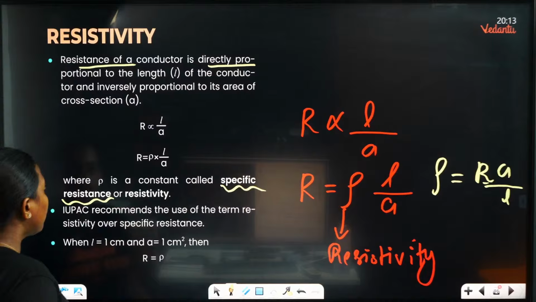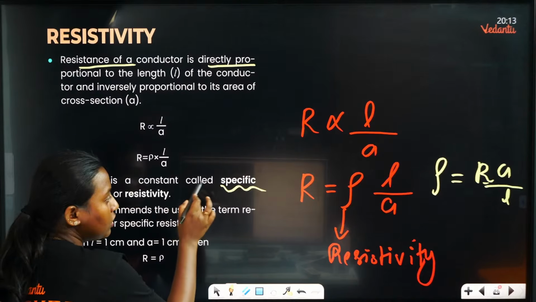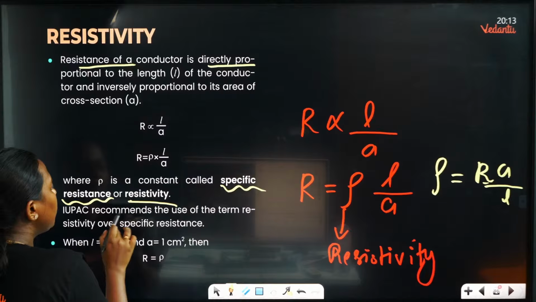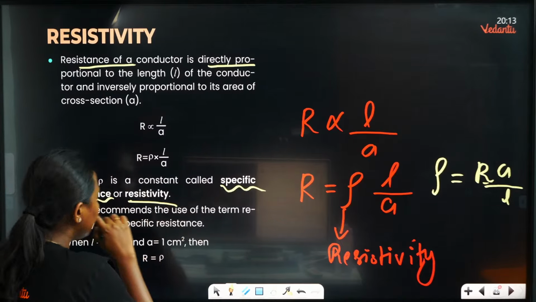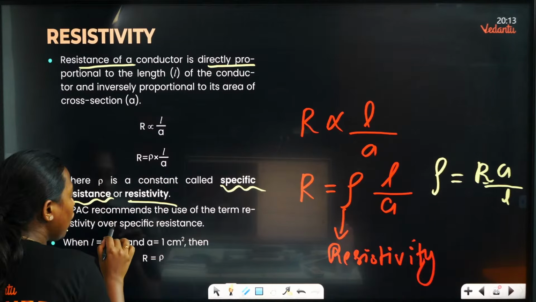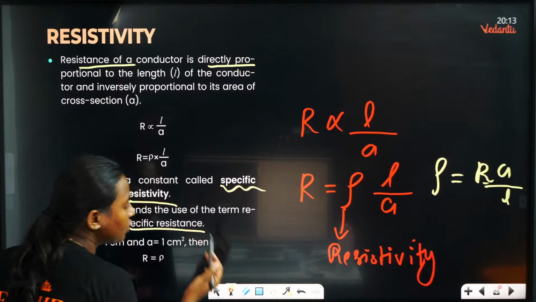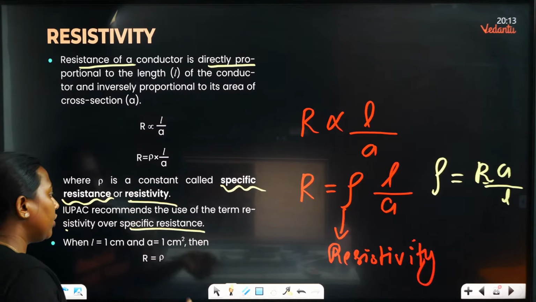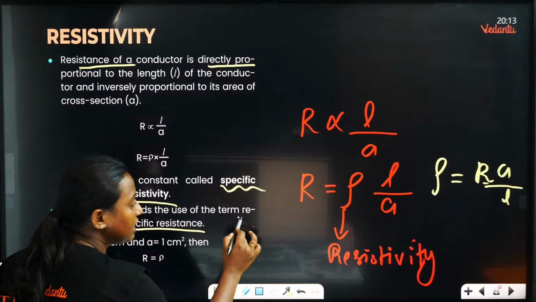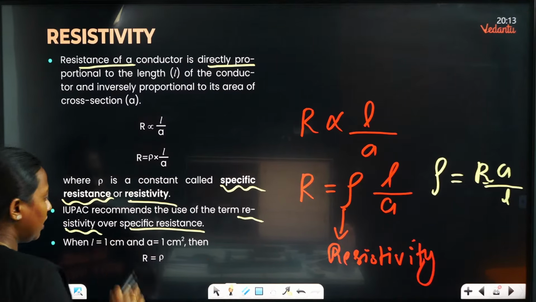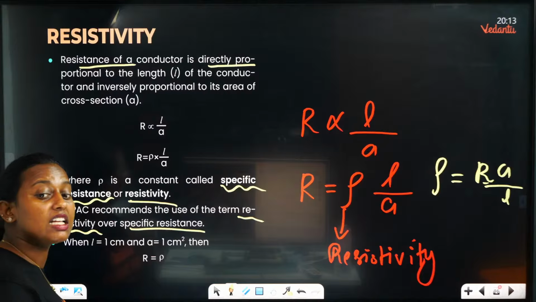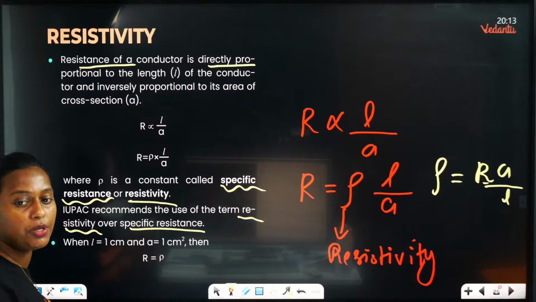So when rho is constant, it is called specific resistance or resistivity, and IUPAC recommends using the term resistivity over specific resistance. So IUPAC has said that instead of specific resistance, you can call it resistivity.